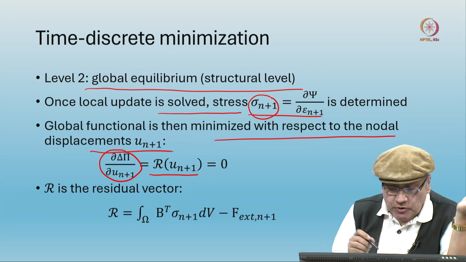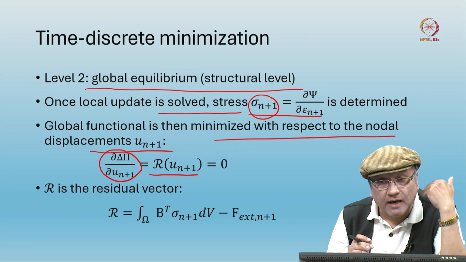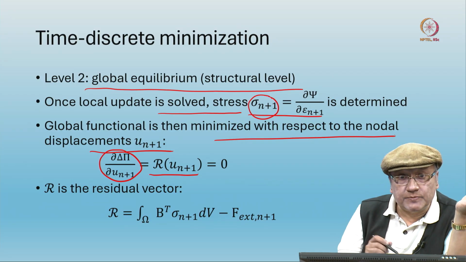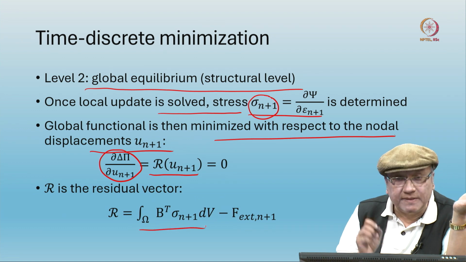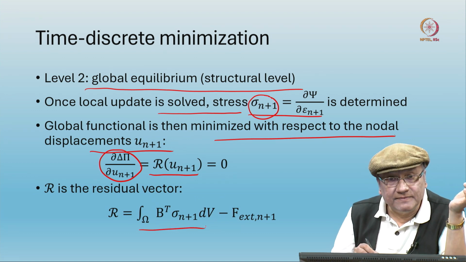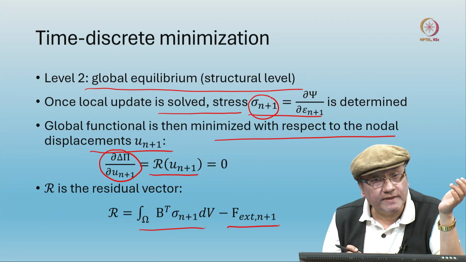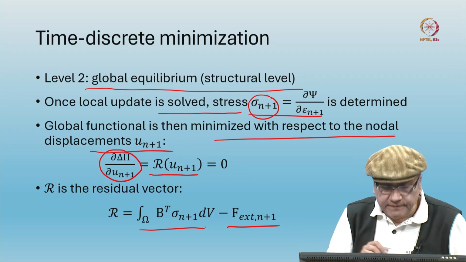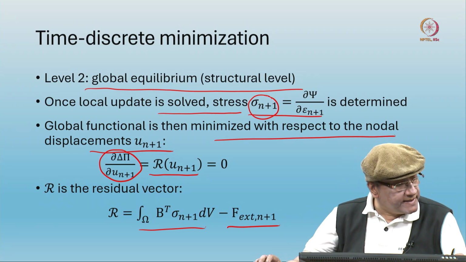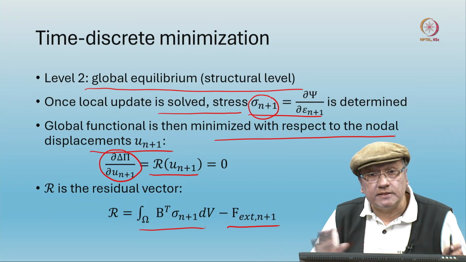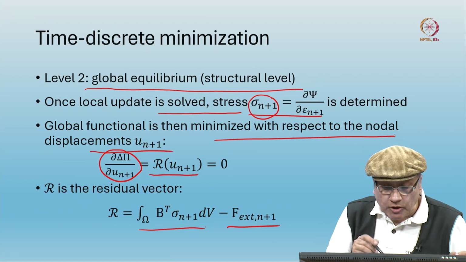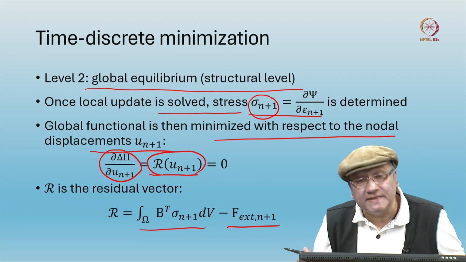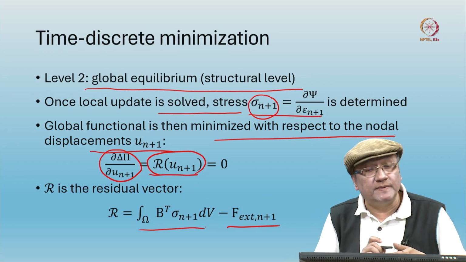What is the expression? R essentially is now the current representation for the internal force, and the expression for this internal force is what? B transpose sigma, you remember, minus F external. This is exactly what we have written here. So R is the integral over omega, because this is a global update of these quantities. This is the situation. This is still not completed, because we have still not linearized R. R is still a nonlinear function of the nodal displacements.